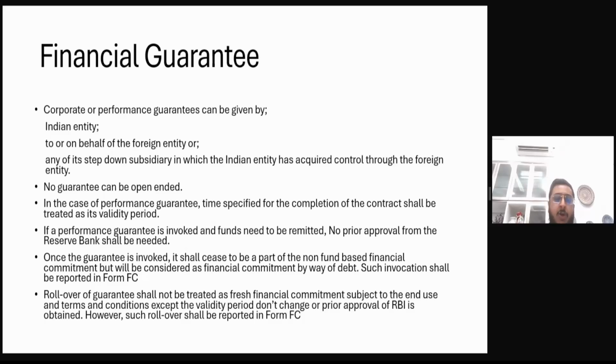Rollover of guarantee shall not be treated as a fresh financial commitment, subject to the end use. If a guarantee is being rolled over, it won't be treated as a fresh financial commitment, subject to end use, and the terms and conditions have to be the same. Of course, the validity period will change because it is being rolled over, but otherwise the end use and the terms and conditions will be the same. However, when there's a rollover, you have to report in Form FC.